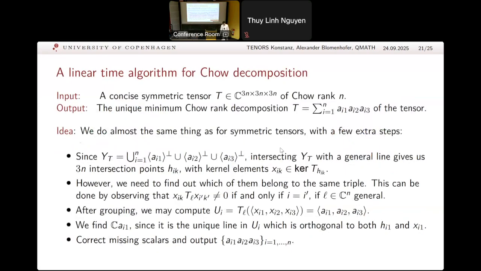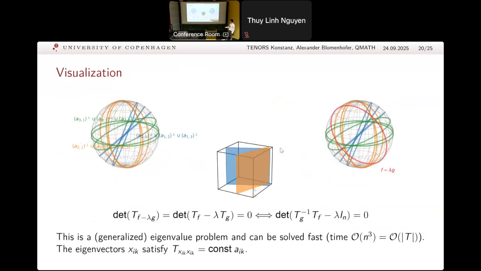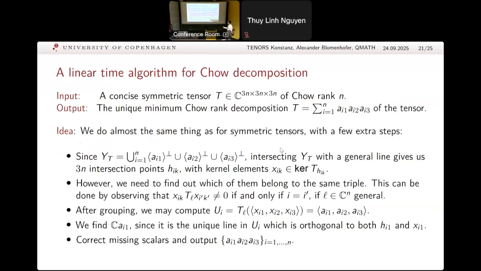Now I'm going to briefly discuss how to apply this for Joe rank. We basically do the same thing as for symmetric tensors, except we need a few extra steps. Because if we go back, the problem is that the Joe variety, the contraction variety for the Joe rank, is like a union of hyperplanes, but it doesn't tell you which hyperplanes belong together. So we need one step where we group the eigenvalues and eigenvectors together, where we find out which ones belong to the same rank 1 term. And that's basically the main thing here.